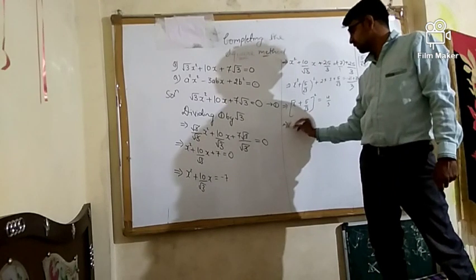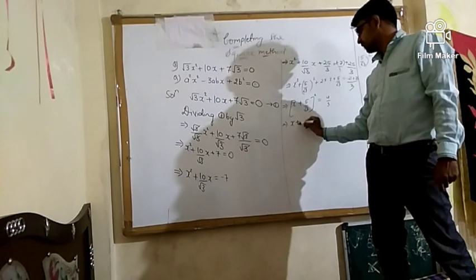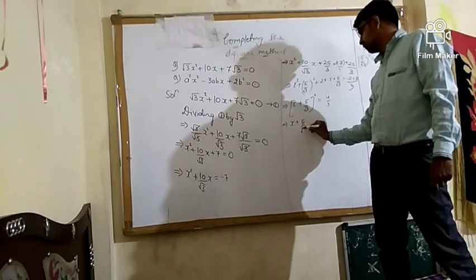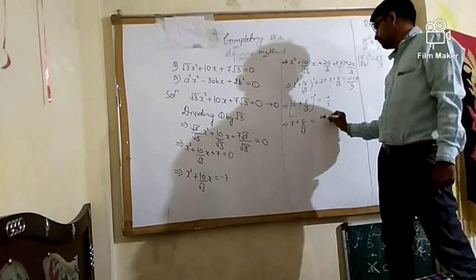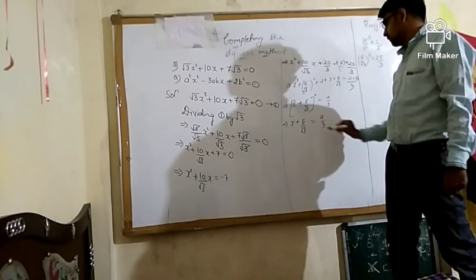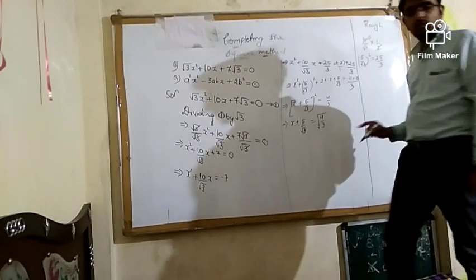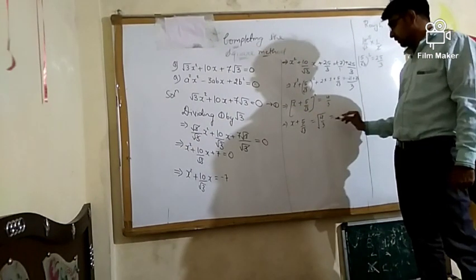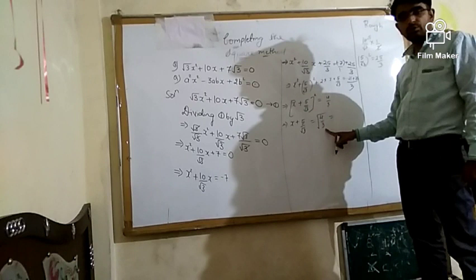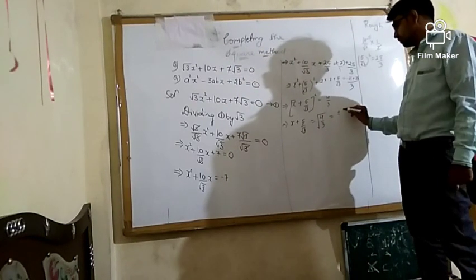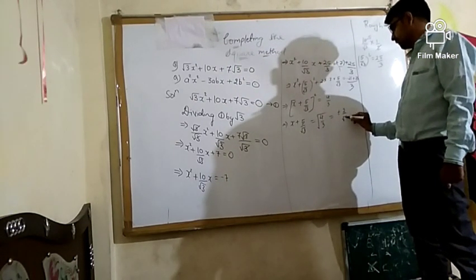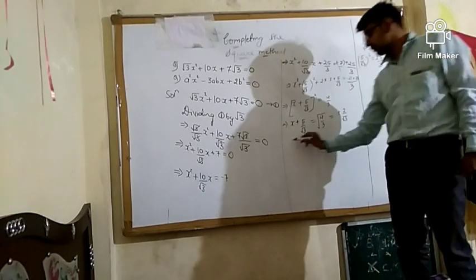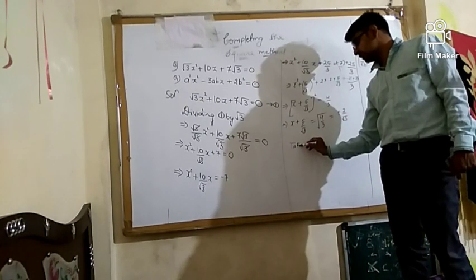Okay. So when I remove this square, what will I get? Under root 4 by 3. When I take the square root of 4 by 3, what I will get is plus minus 2 by under root 3.